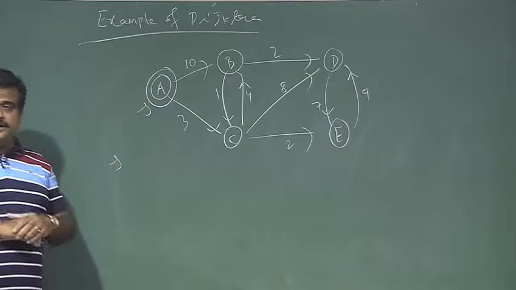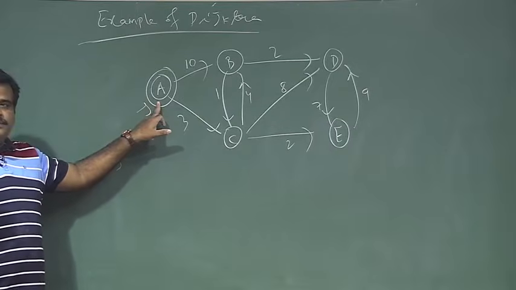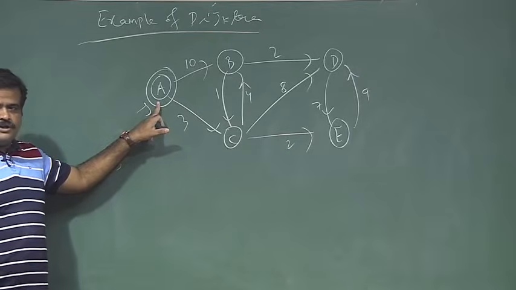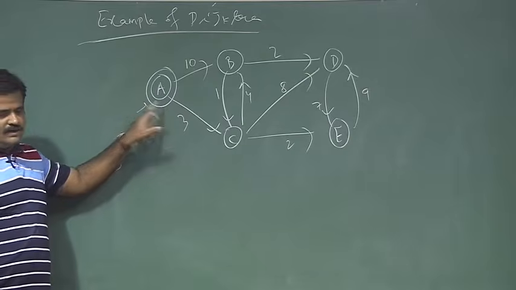This is also part of the input. So the input will be a vertex. This is a single source shortest path problem. So given a vertex S, we have to find the shortest path to all other vertices.